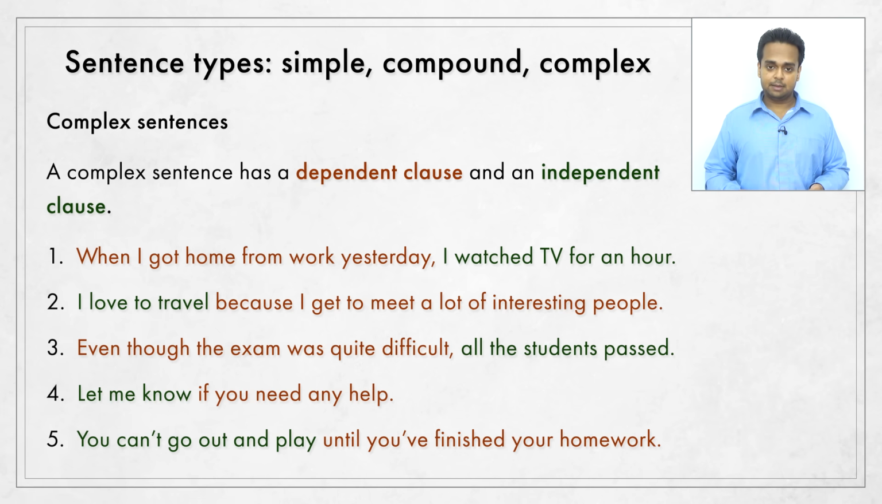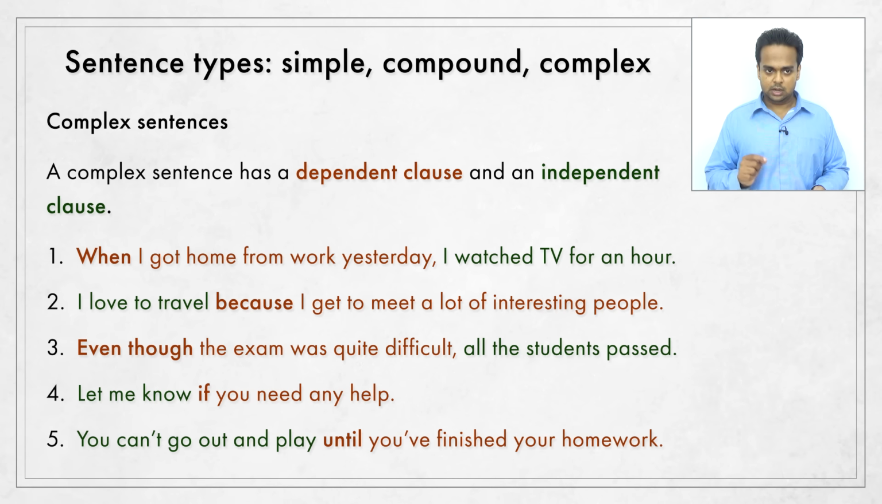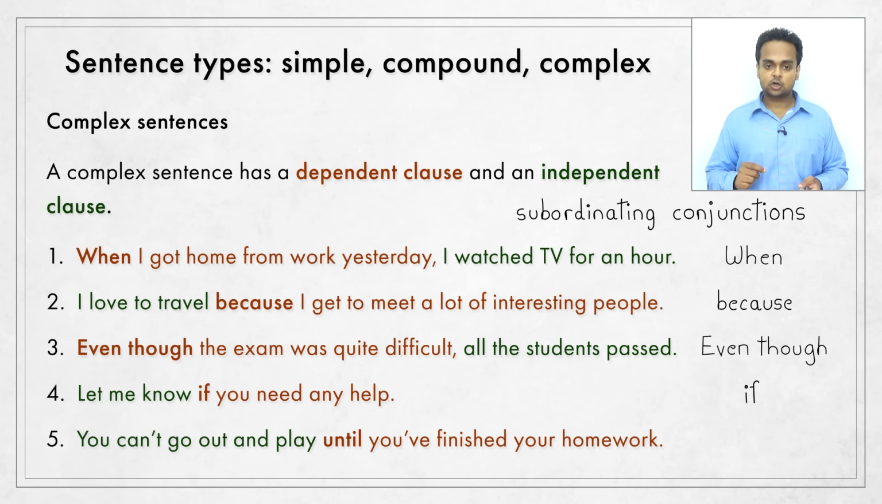Now in all of these examples, you see that the dependent clauses start with a linking word like when, because, even though, if, and until. These words are conjunctions, but they're called subordinating conjunctions. The dependent clauses are also called subordinate clauses. It means the same thing. So the conjunctions are subordinating conjunctions. If you remember from the previous section, we connected the independent clauses using coordinating conjunctions. And here we're using subordinating conjunctions.